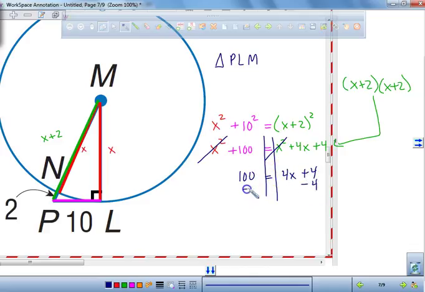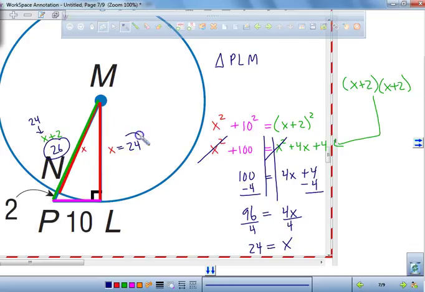If you take away a 4 from this side, and you take away a 4 from that side, you get 96 equals 4x. Divide both sides by 4. And you get 24 is equal to your value for x. Which means this value right here is a 24. This value that you have to plug in is a 24, but 24 plus 2 makes that a 26. So what are the three sides? A 10, a 24, and a 26.